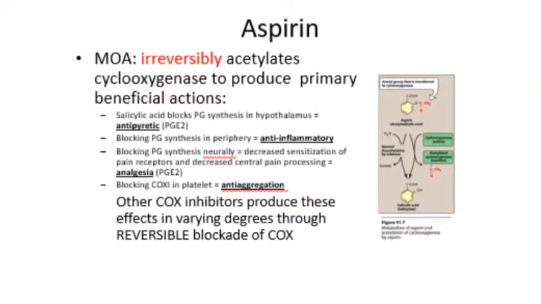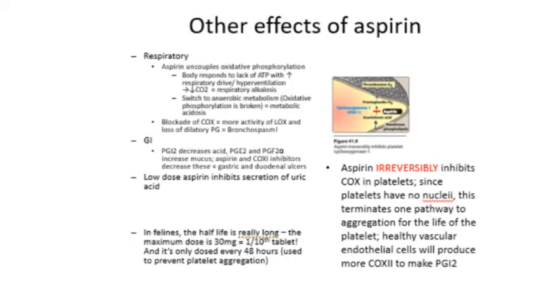Remember, our vascular endothelium expresses COX-2, which is also blocked by aspirin, but the vascular endothelial cells have nuclei, so they simply make more COX-2. Other cyclooxygenase inhibitors produce these effects in varying degrees, though they do it through reversible blockade of cyclooxygenase 1 and or 2. There are some other important effects of aspirin that we need to talk about.